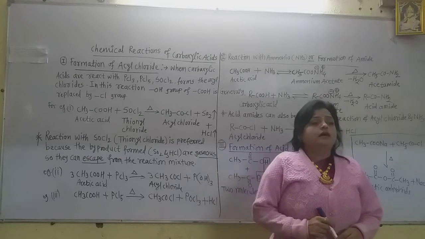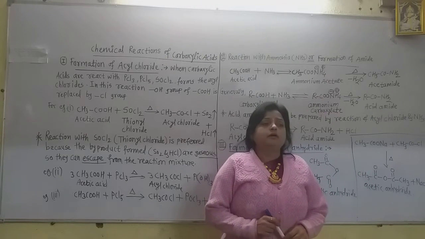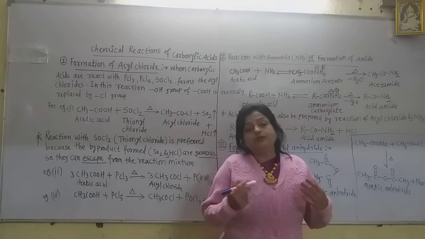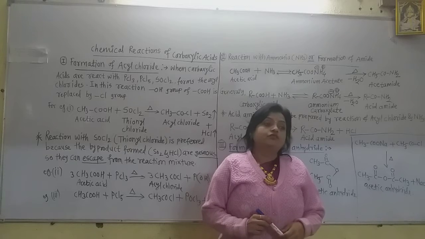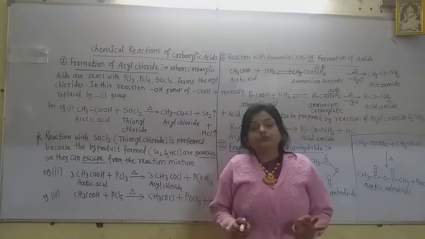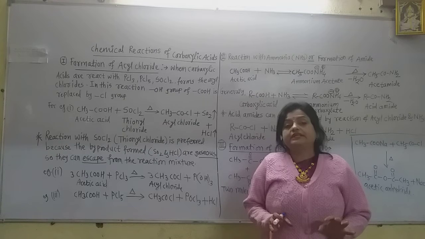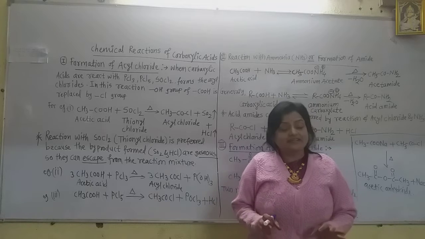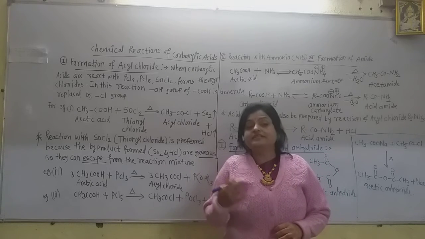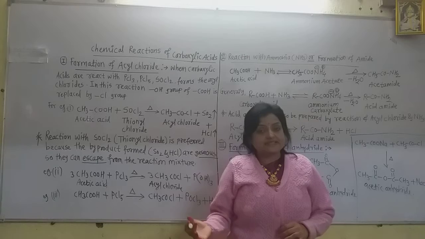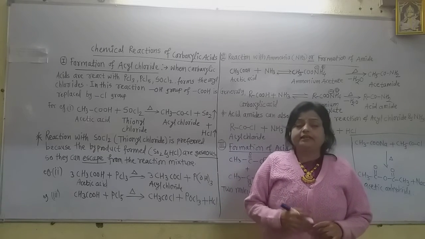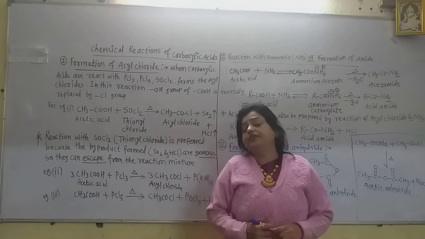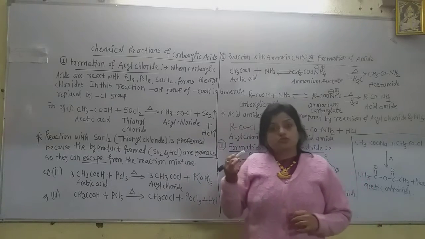There is a litmus test for the presence of the COOH group of carboxylic acid. Blue litmus turns red when we dip it into the aqueous solution of a carboxylic acid. Again, there is the formation of salt, the neutralization reaction of carboxylic acid with a base such as sodium hydroxide, giving the sodium salt of the carboxylic acid.